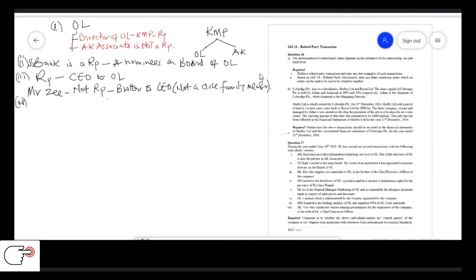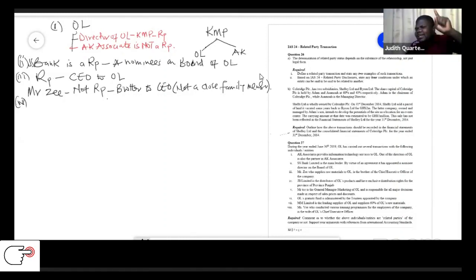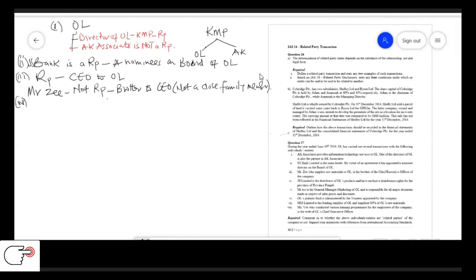Four. JB Limited is the distributor of OL's products and has the exclusive distribution right for the province of Punjab. That's it. Are they a related party? Who and who are related parties? Fast.